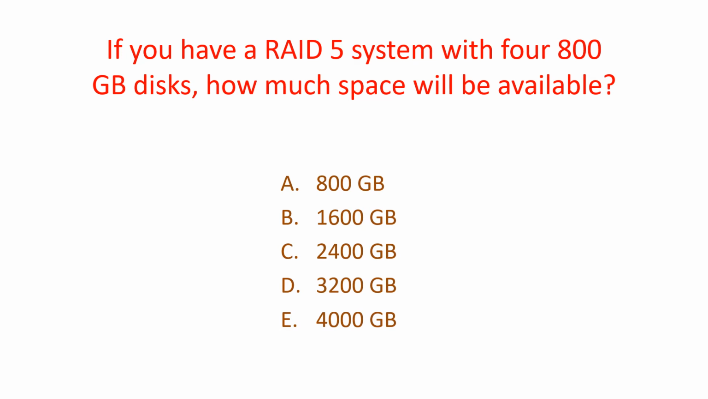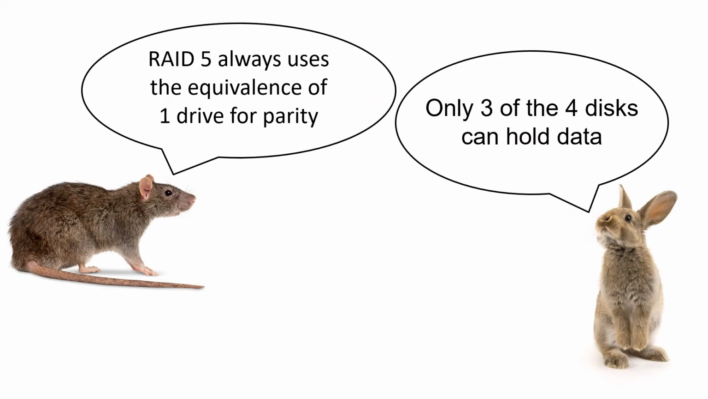Okay, if you have 4 physical disk drives, one of them has to be used as a parity disk, or at least the space of one, even if it's spread across all the disks. The space of one disk is used for parity. So you only have 3 of the 800 gigabyte drives you can use for data. And so 3 times 800 is 2400 gigabytes, or answer C. RAID 5 always uses the equivalent of 1 drive for parity. Only 3 of the 4 disks can hold data.